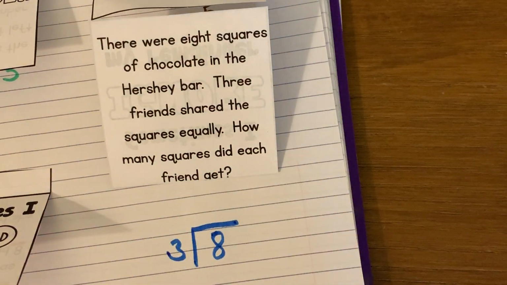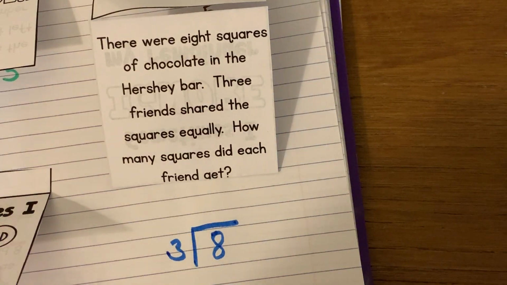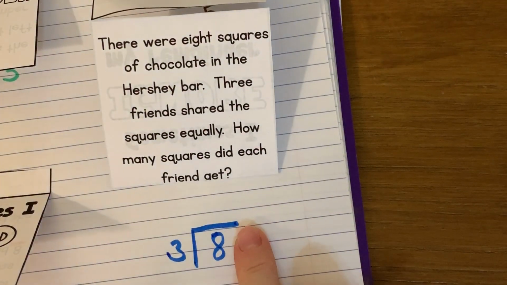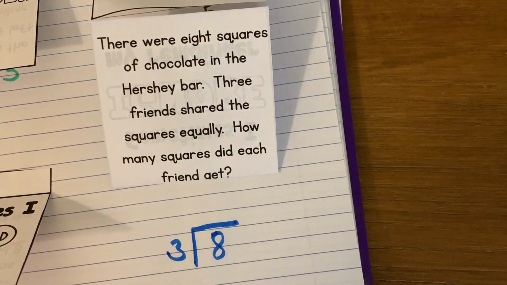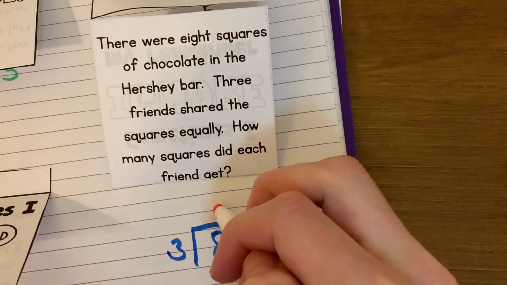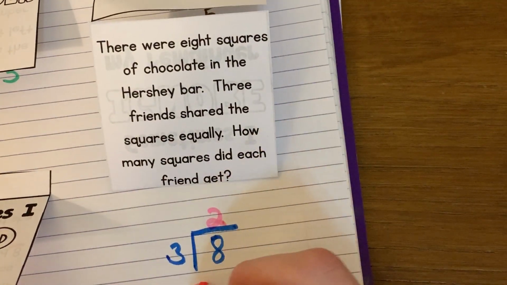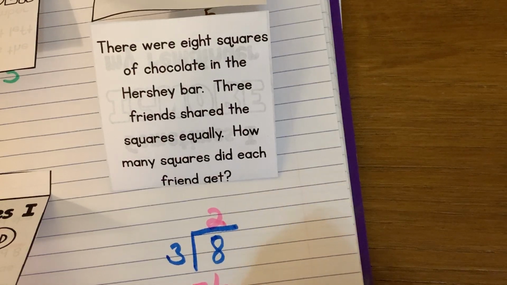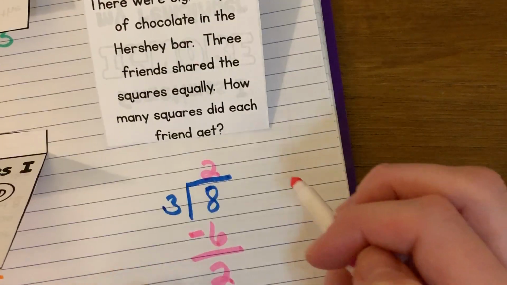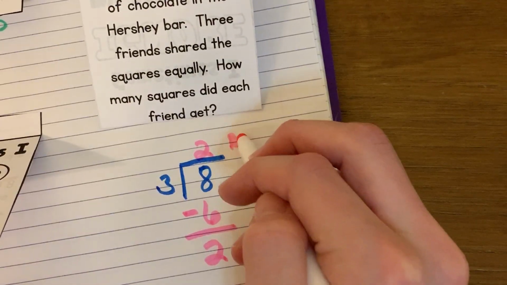3 divided by 8. So we're going to do 3 divided by 8. 3 goes into 8. Well, let's see. 3 times 2 is 6. 3 times 3 is 9. So 2 times. Take away 6. And we have 2 remainder 2.